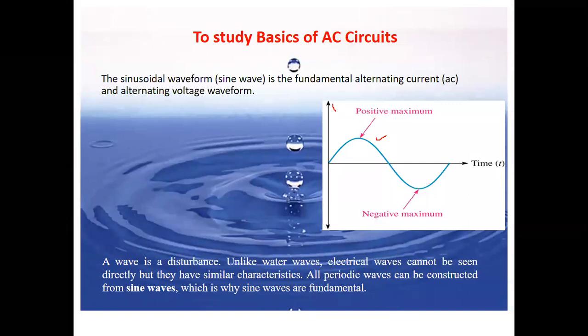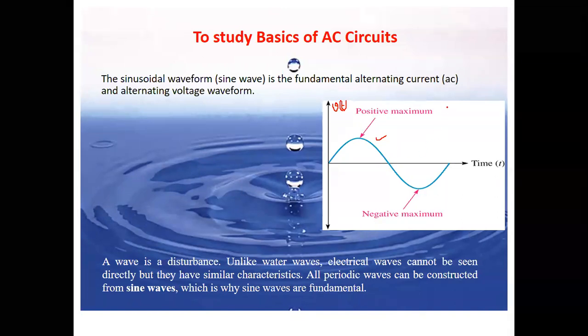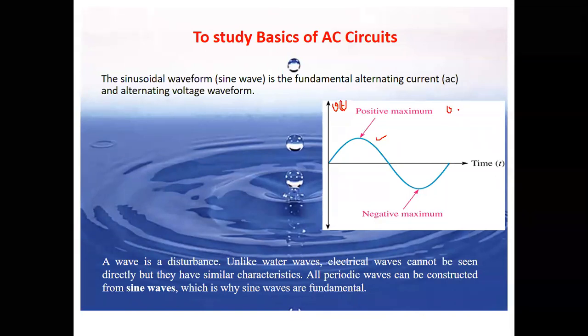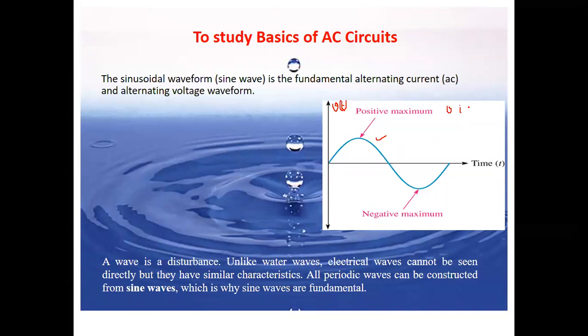To differentiate between AC voltage and DC voltage, all AC quantities are represented with small letters. If there is a small v, that is an AC voltage. If there is a small i, that is an AC current. Small p is AC power. So what is a sine wave?